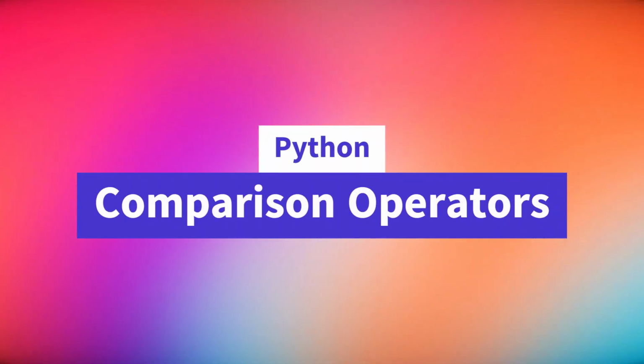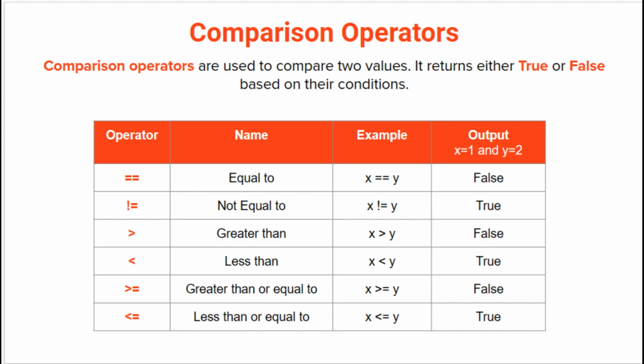Comparison operators in Python. Comparison operators are used to compare two values and return either true or false based on the condition. Here are the main comparison operators in Python.